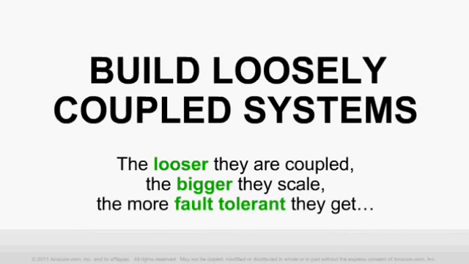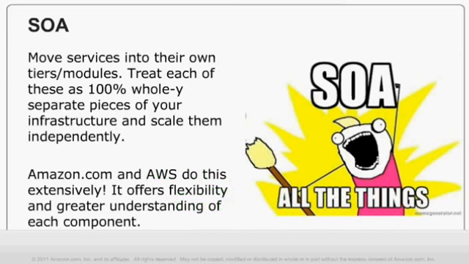And for those of you who haven't heard of SOA, SOA stands for Service Oriented Architecture, and really it means you're going to move services or components into their own tiers or modules. You're going to treat each of these as a 100% separate piece of your infrastructure, so you can scale these pieces independently of each other. Both Amazon.com and AWS do this.